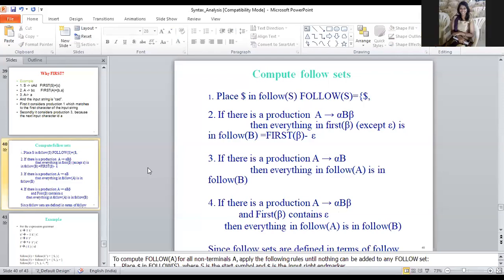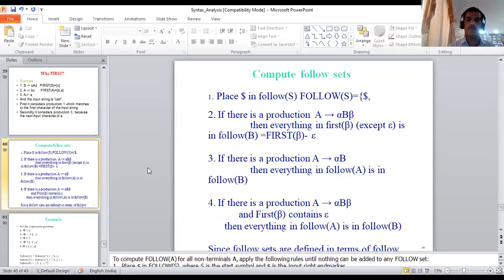Whenever you have the start symbol S, you will by default put follow of S with dollar. Dollar by default you will have. You can add even more if you find it. Otherwise, by default you will have dollar in the follow of S. That's the first step.